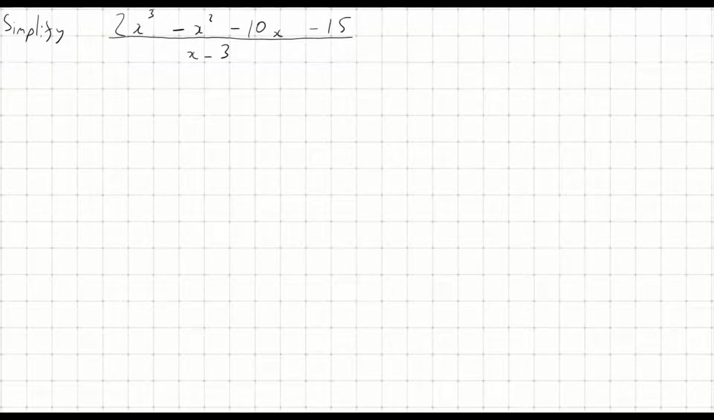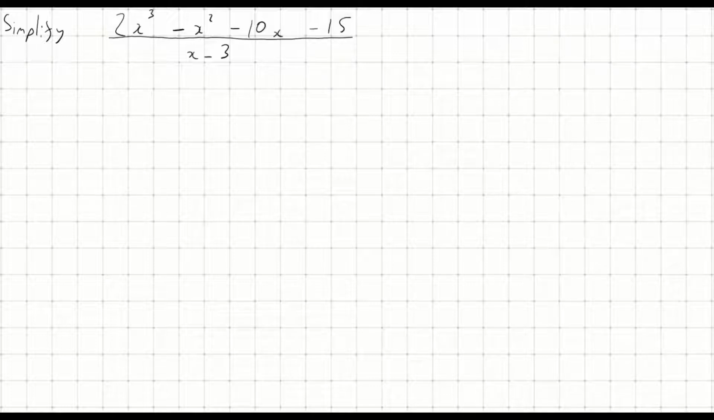In this video we're going to look at polynomial division, and that just means dividing one polynomial by another. We've got an example here: simplify 2x cubed minus x squared minus 10x minus 15 divided by x minus 3. Now the method we're going to use for something like this is long division, but using algebra rather than numbers.